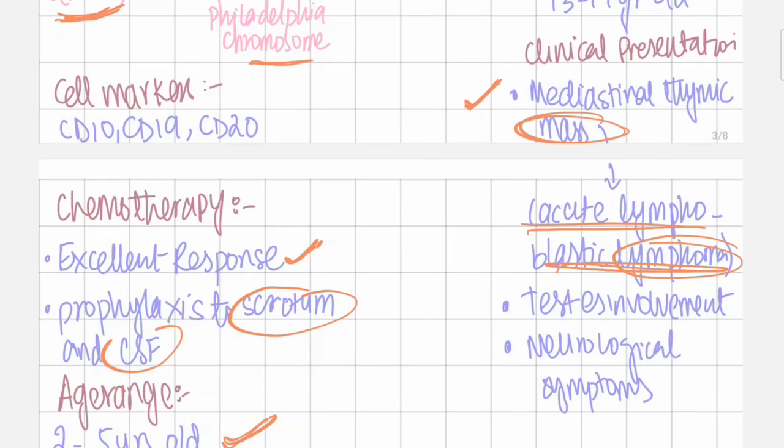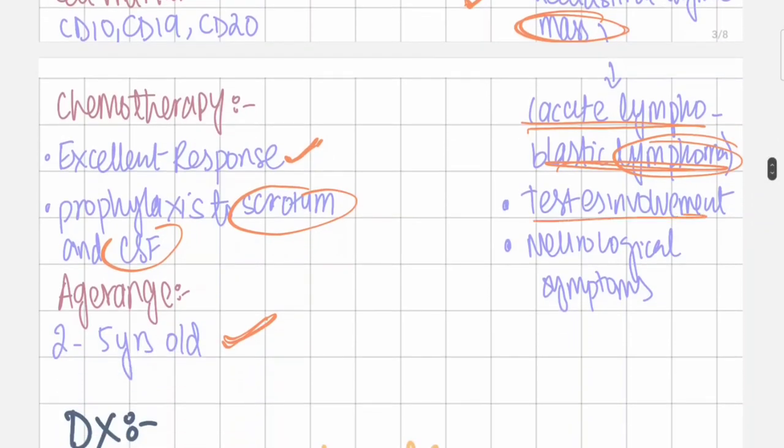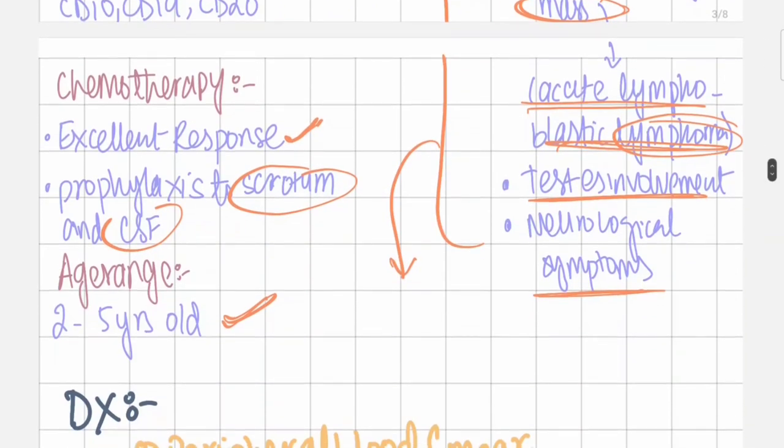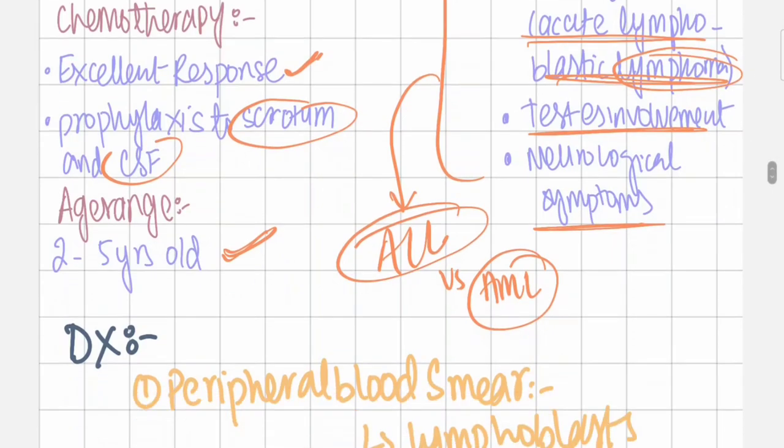So there is a lot of overlapping between the classifications, and you will also see that in the following videos that I make. In T-ALL, there's also testes involvement and neurological symptoms, but all of these things are manifested more in ALL versus AML. Acute myeloid leukemia, as I'm going to tell you a bit further in this video, is also going to have these symptoms, but these are going to be more prominent in ALL.